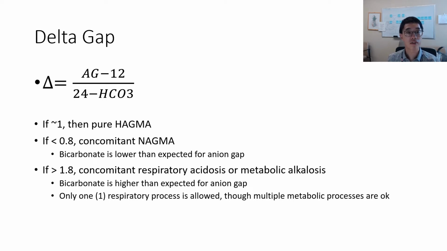Conversely, if the ratio is elevated, greater than 1.8, then the bicarbonate level is higher than expected for the anion gap, and we have something driving the bicarbonate higher than expected, which can signify either a metabolic alkalosis or a respiratory acidosis. And remember that only one respiratory process is allowed, so you can only increase or decrease your respiratory rate. But you can have multiple metabolic processes at the same time. And there are instances where you can have a high anion gap metabolic acidosis and a metabolic alkalosis as well, as we'll see in the following cases.